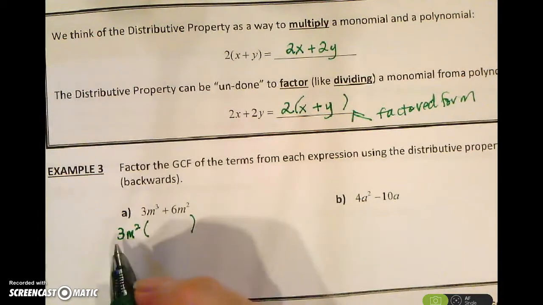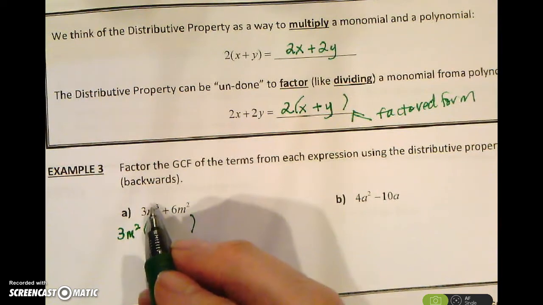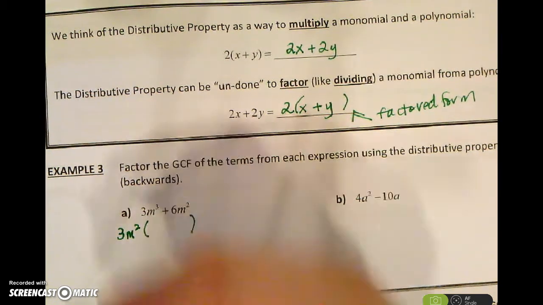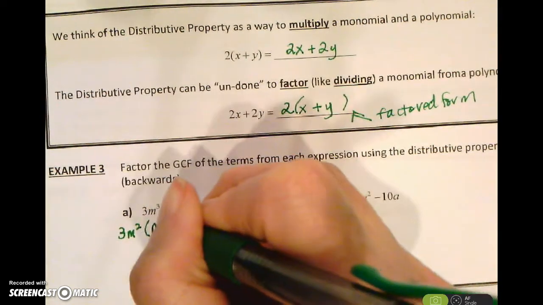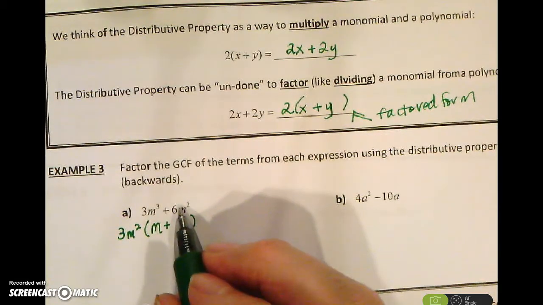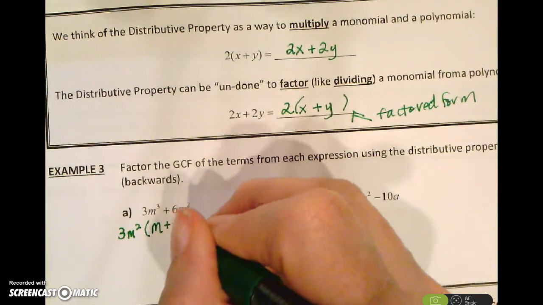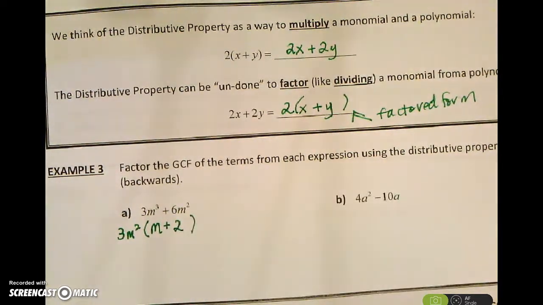So I'm going to put the GCF of that in front, and then I'm going to think, what 3m squared times what will give me 3m to the third? Well, what am I missing? I'm missing an m. And then 3 times what is going to give me a 6? What am I missing? Well, I need 3 times 2. And then I don't need any more m's. So that would be my factored form.